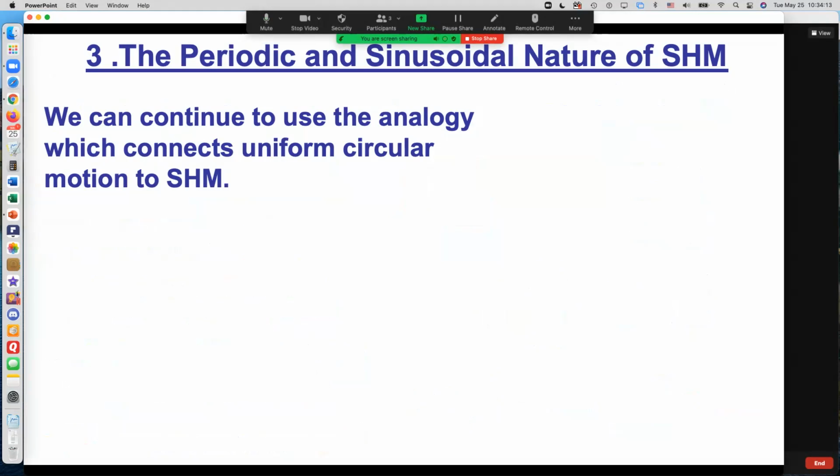So we can continue to use the analogy which connects uniform circular motion to simple harmonic motion.